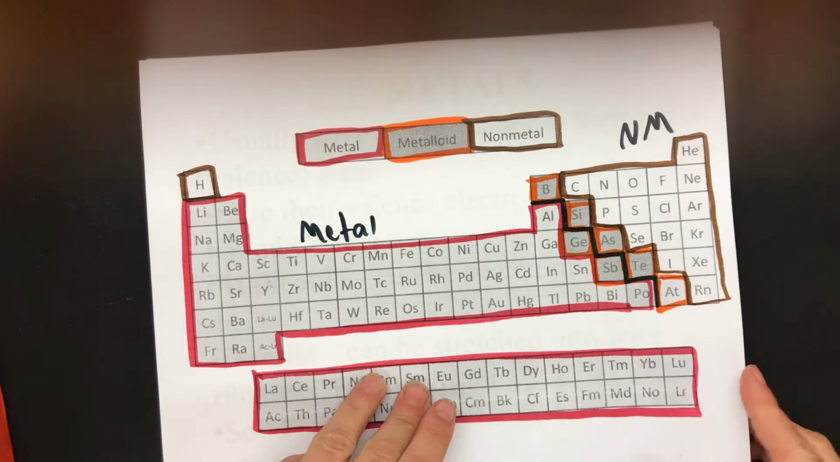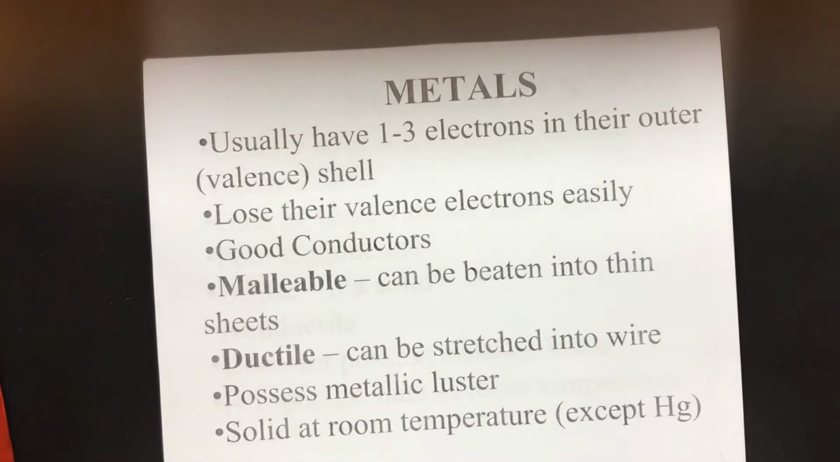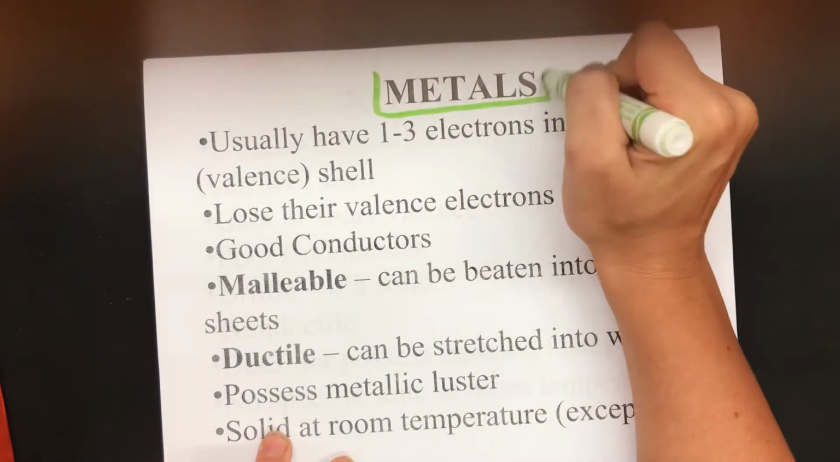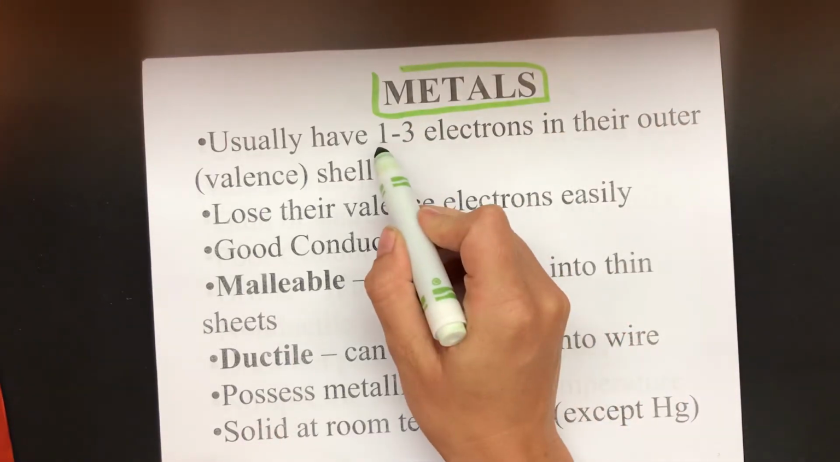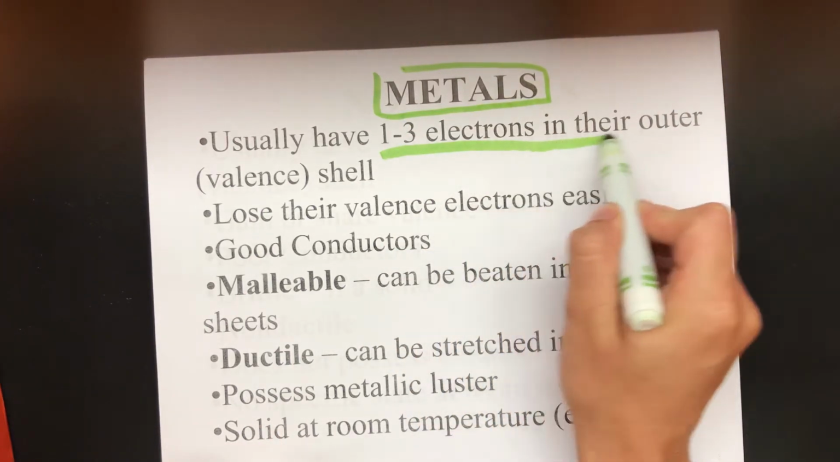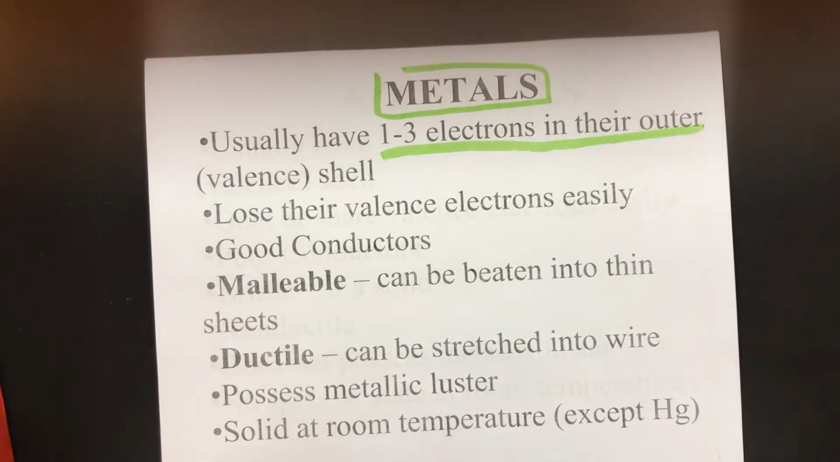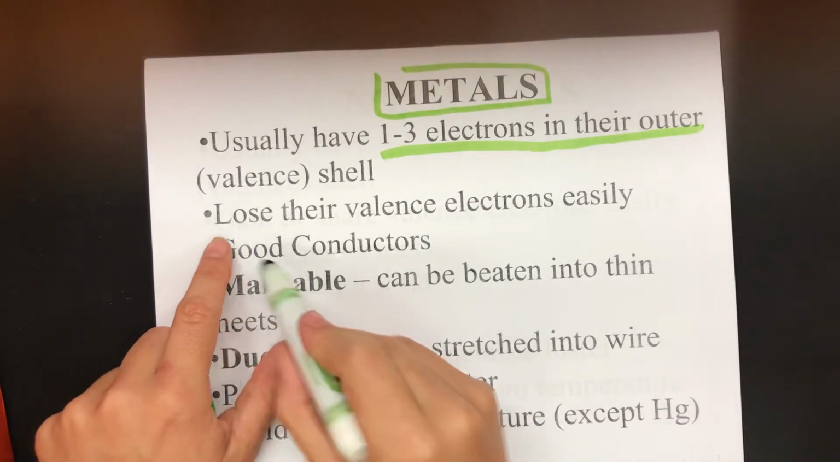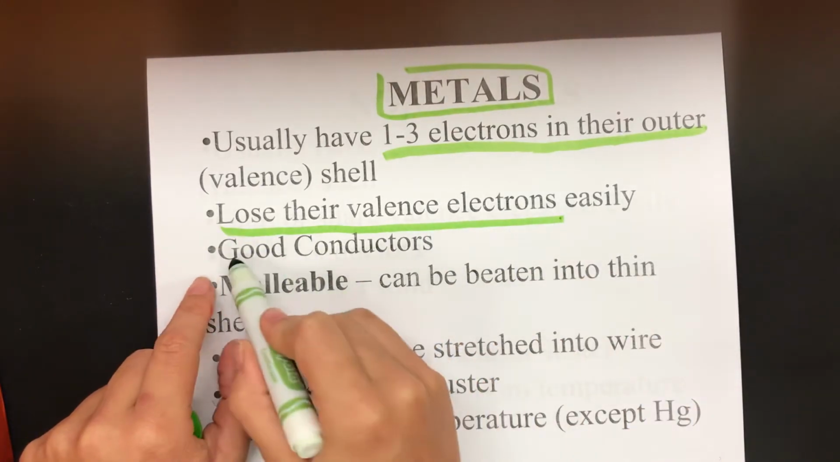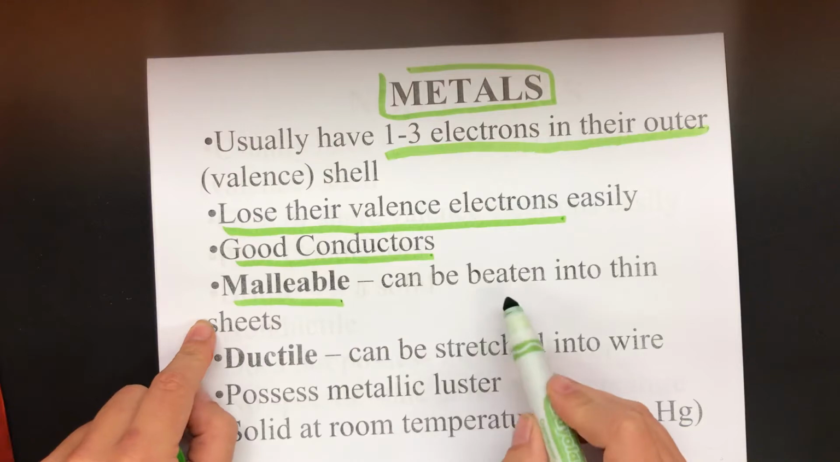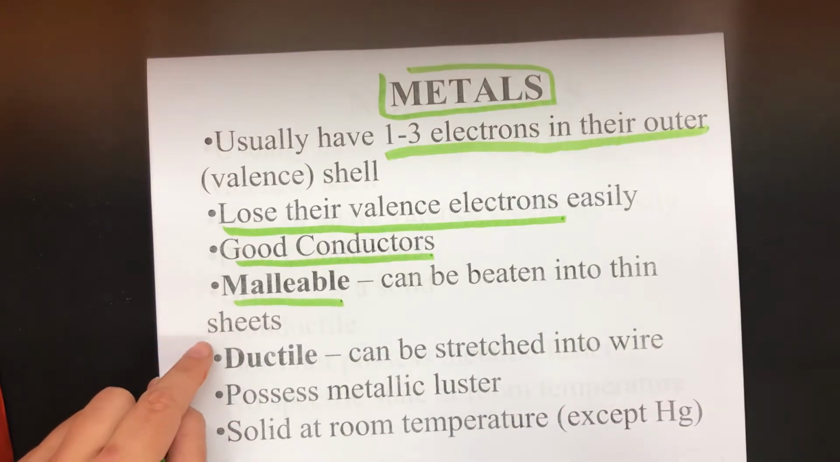All right, now we need to talk about some properties of metals and nonmetals. So let's talk about metals first. Metals usually have 1 to 3 valence electrons. So what this means is their outer electrons are up for grabs. They lose valence electrons. Good conductors, malleable. This just means they can be beaten into thin sheets and they won't crack.